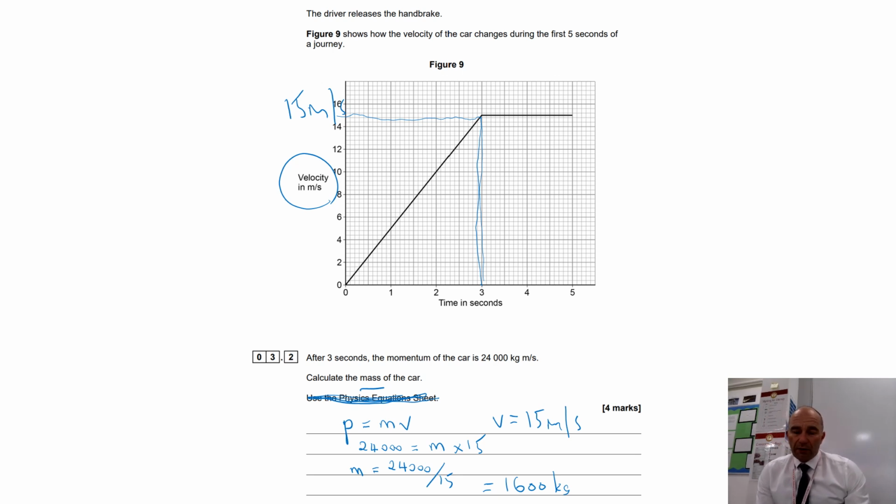Now, that's really generous and relatively straightforward to get 4 marks for that one. So remember, we get a mark for using the graph to work out what the velocity is. We get the 2nd mark for substituting our numbers in correctly, 3rd mark for making mass the subject of that equation, and then obviously the last mark comes from actually calculating the answer correctly.